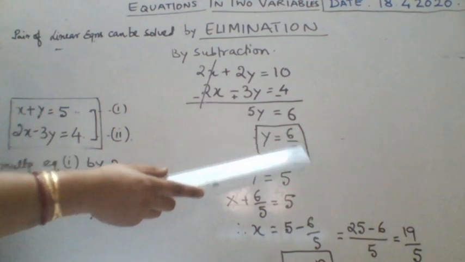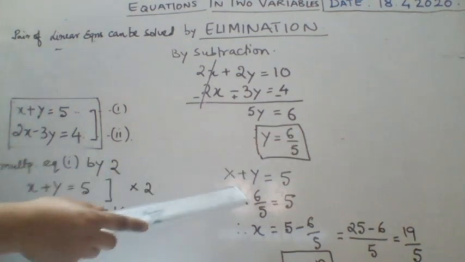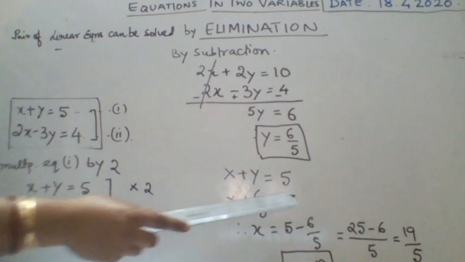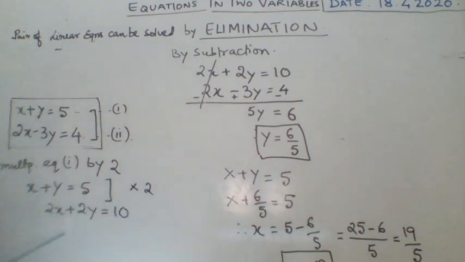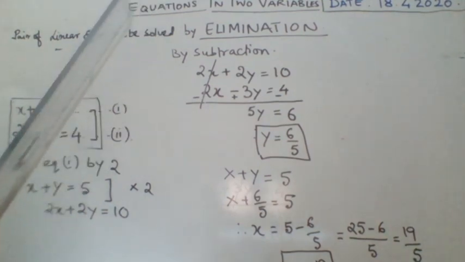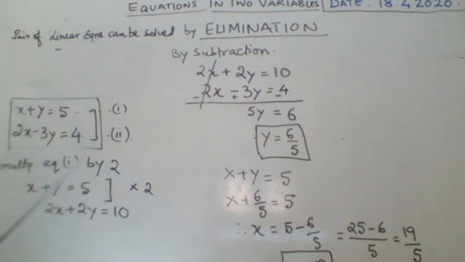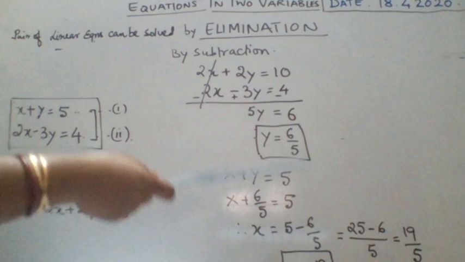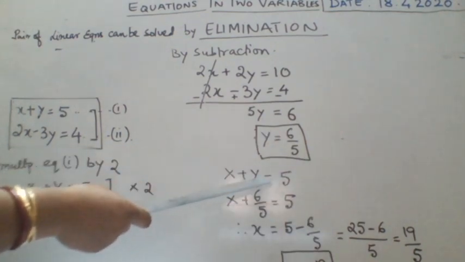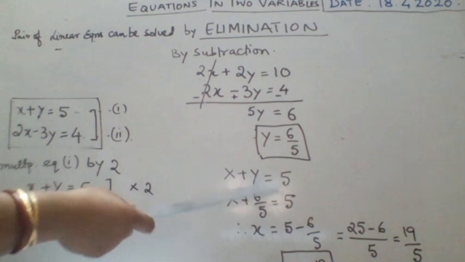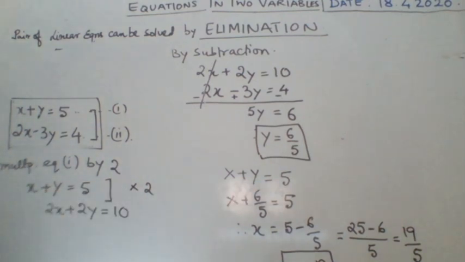This is the value of the variable. Now you substitute it in the first equation, x plus y equal to 5. In this way you get x equal to 19 by 5. So I have shown you how you can eliminate one of the variables and find the value of the two variables. First you get the value of one, and then you substitute it and get the value of the other variable as well.